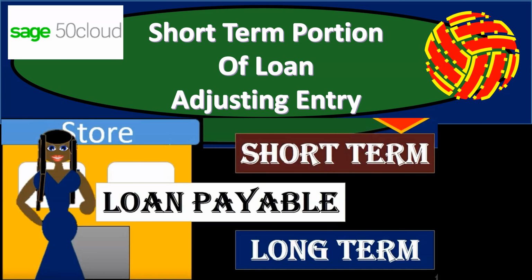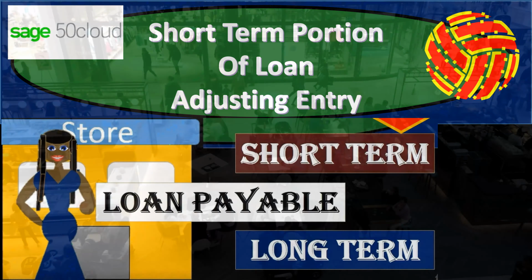In this presentation, we're going to take a look at an adjusting entry related to breaking out the short-term and long-term portion of a loan balance.